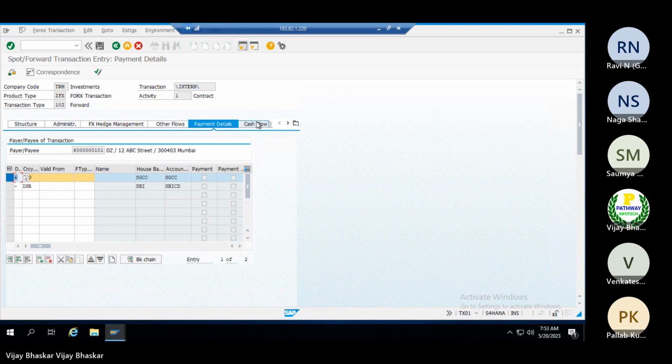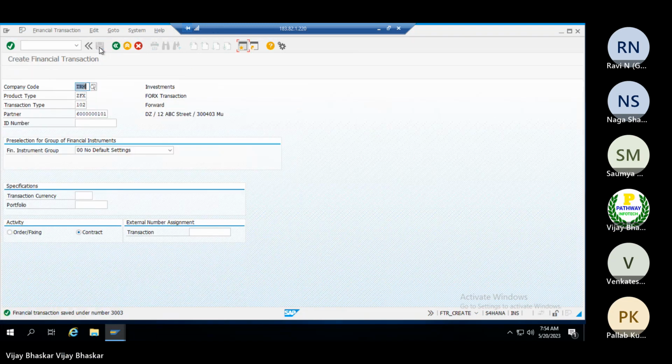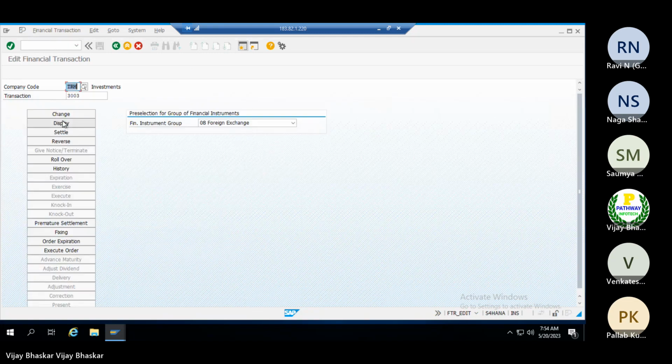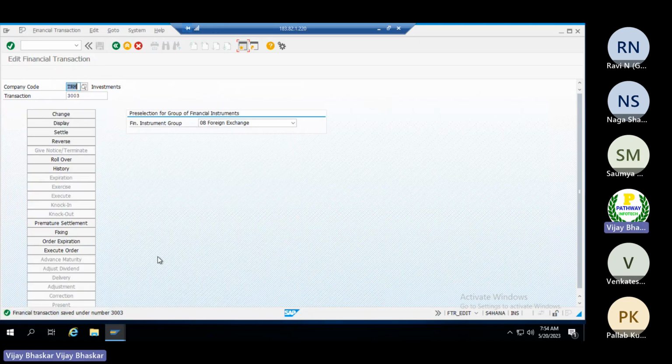Okay. Then come to the cash flow transactions. Buy and sell. Let me check this one. See now, check carried out successfully without errors. Let me save this one. The deal number is 3003. Then I am performing the settlement. Do the settlement. Save it. Then it has been settled.